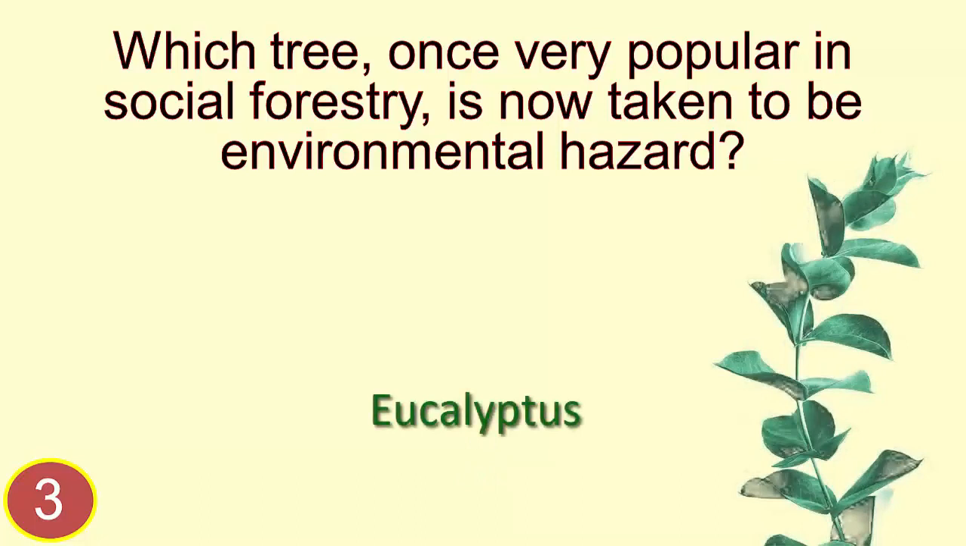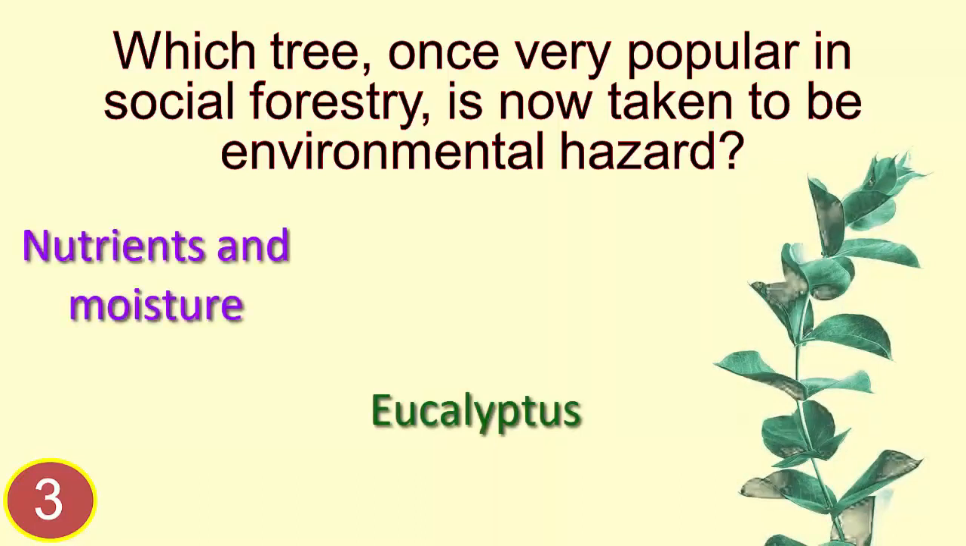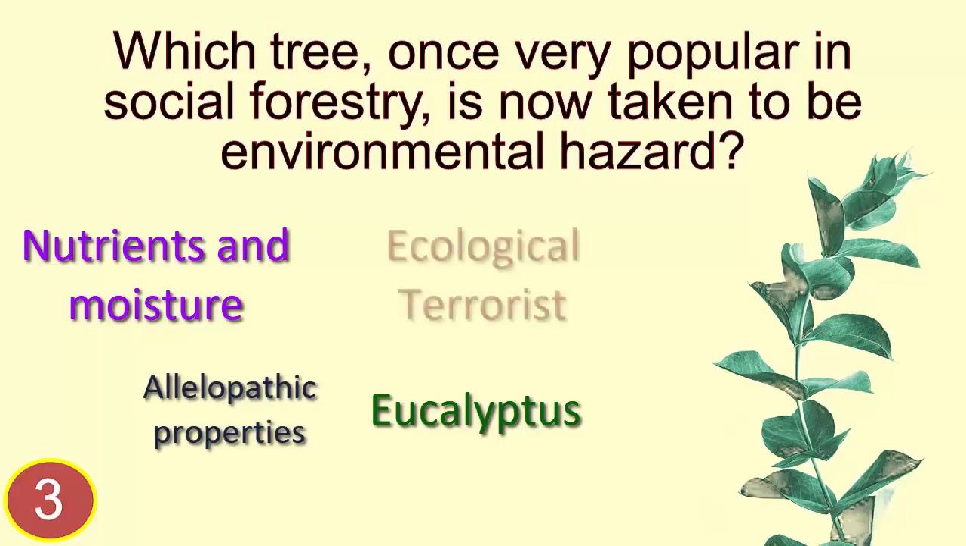Answer is eucalyptus. Eucalyptus depletes the nutrients and moisture reserves of the soil and inhibits the undergrowth due to allelopathic properties. For its effect on the environment, eucalyptus is often referred to as an ecological terrorist.